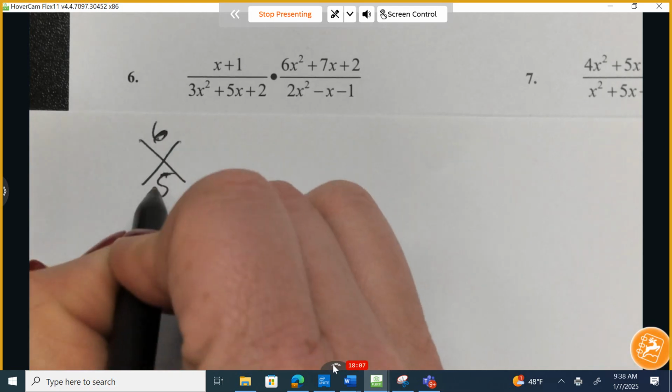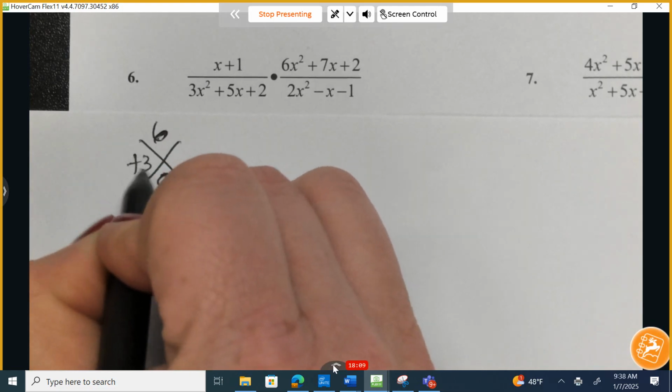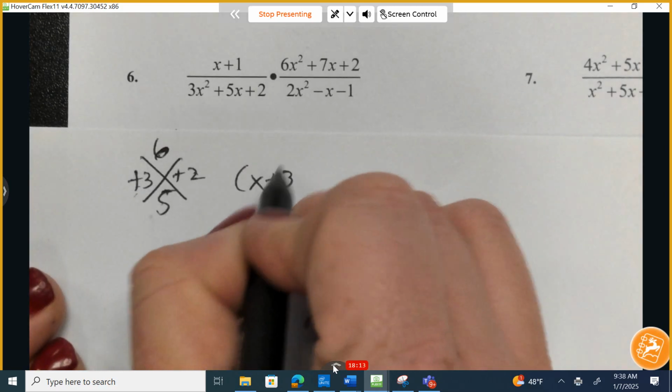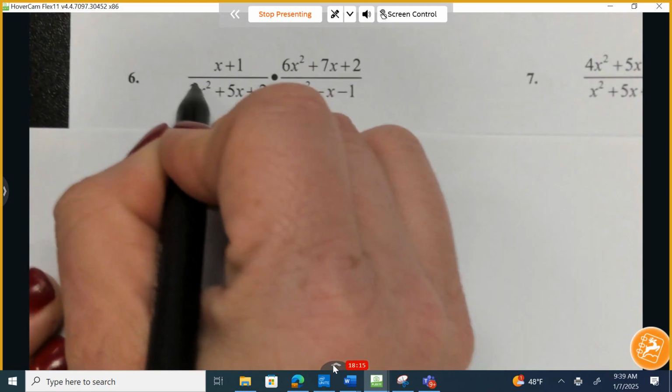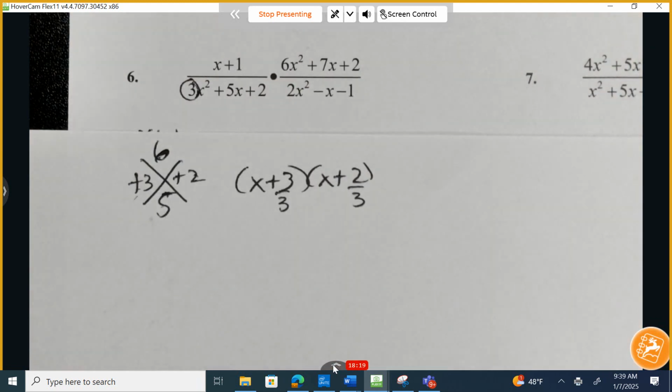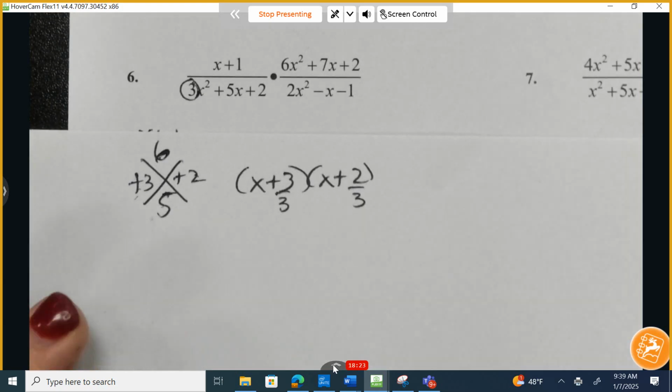That would be the same sign, both positive, a 3 and a 2. Let's make sure: multiplies and combines. So I'm going to write down x plus 3 and x plus 2. Notice the leading coefficient is a 3. Divide by 3 and divide by 3. Now, I know 3 divided by 3 is 1. If you need to use the calculator for that, that's fine.